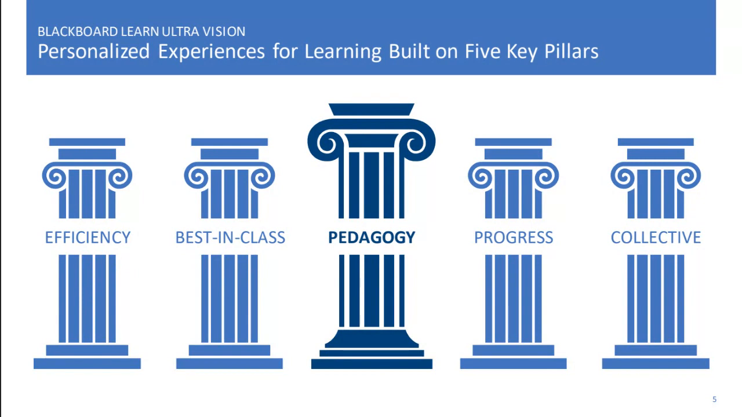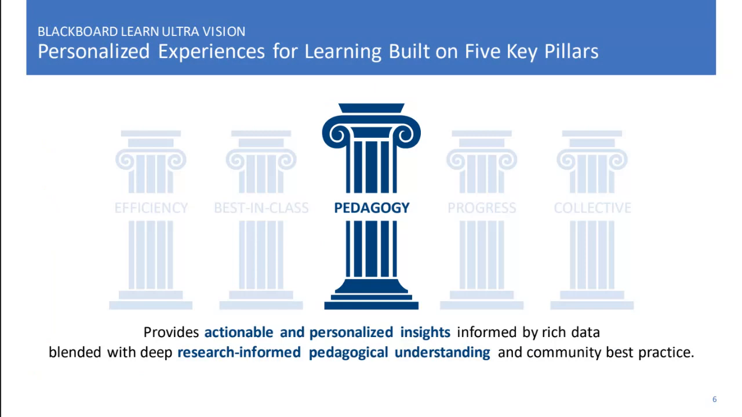And what this has evolved into is basically the vision that we have focused around 5 key pillars. So if we go a level deeper onto these, you'll see that we have the pedagogy pillar, which is the core and the center of our vision. And then we have the 4 supporting pillars that are around it. So pedagogy ultimately is focused around providing actionable and personalized insights, informed by rich data, and that's blended with things like research-informed pedagogical understanding and community best practice.